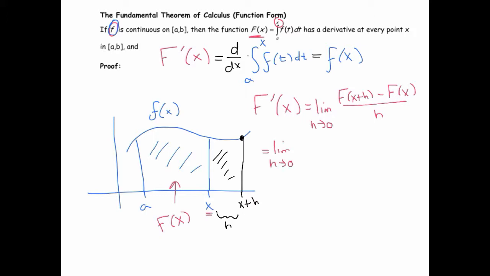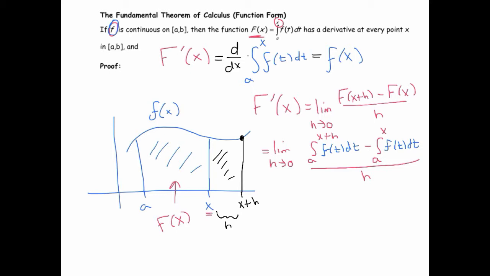So capital F of x plus h, if you just plug that in for x, is going to be the integral from a to x plus h of f of t dt, minus capital F of x, which is just the integral from a to x of f of t dt, divided by h.